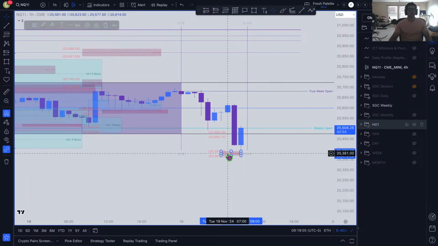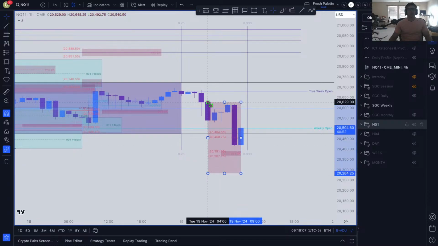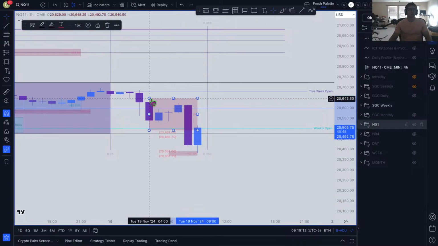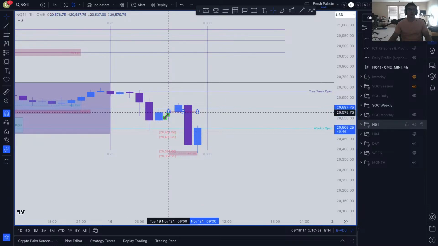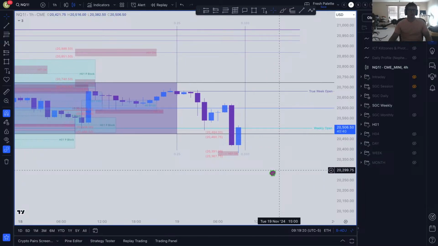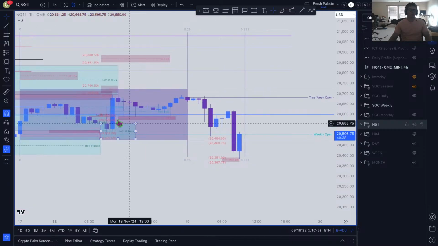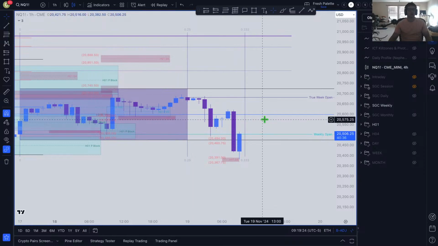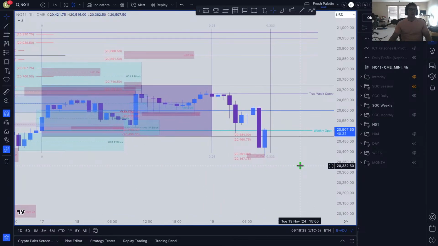Another level you could draw here is this breaker block. Now, it's not the best because I would almost start drawing it down here. The reason I say it's not the best is because you didn't really sweep that high from that breaker block, so it's not really a clean breaker block. There's really not much there. Arguably, you could look at this as your breaker block, but then that was already broken through. So there's just not very clear action here.